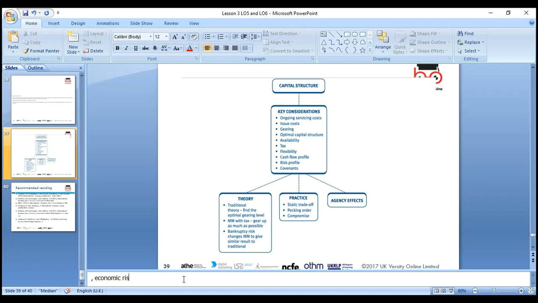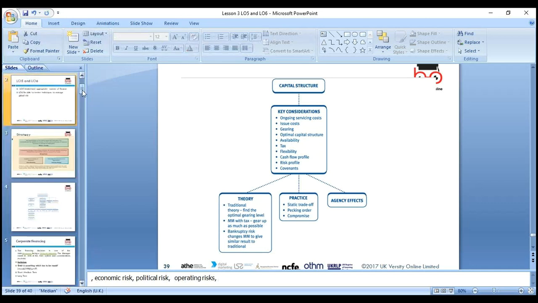What types of risk can there be? Risk can be economic risk. Sometimes it can be political risk, which leads to overall business risk. We can look at operational or operating risk in the business. We need to look at the impact, or we'll reach the point where we need to close the business.